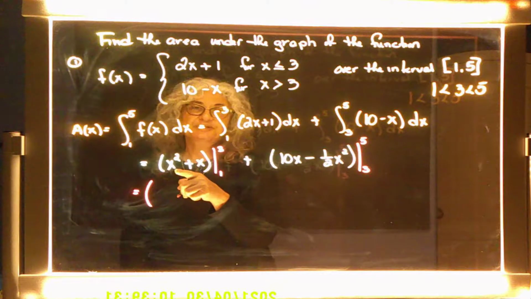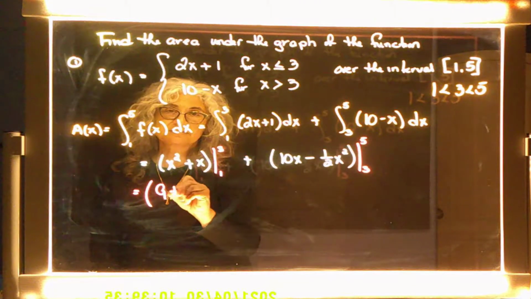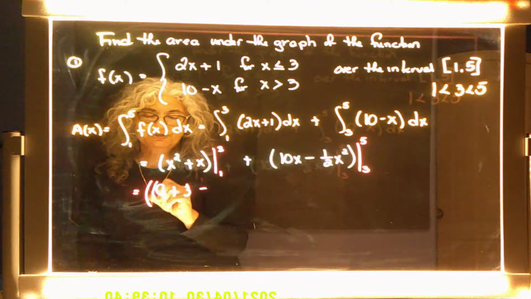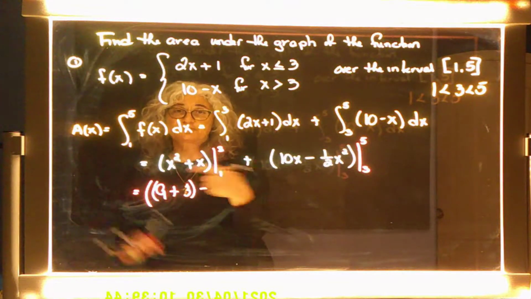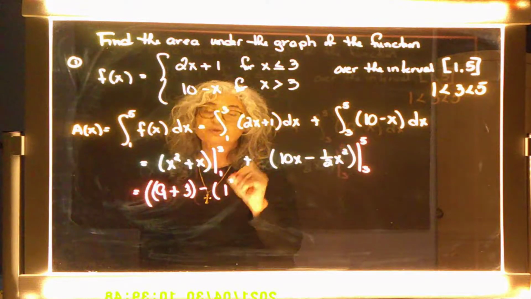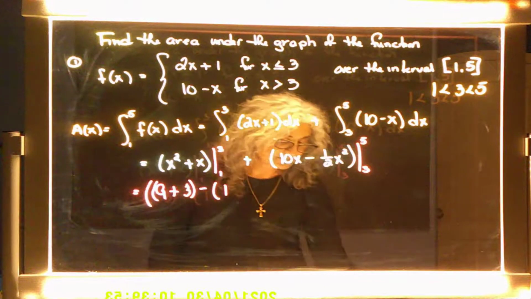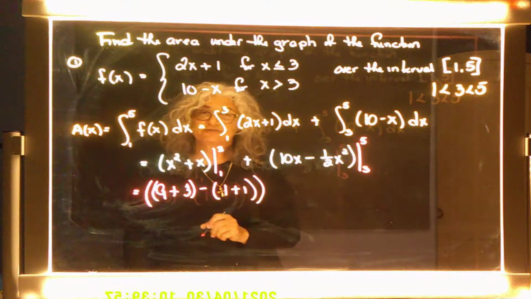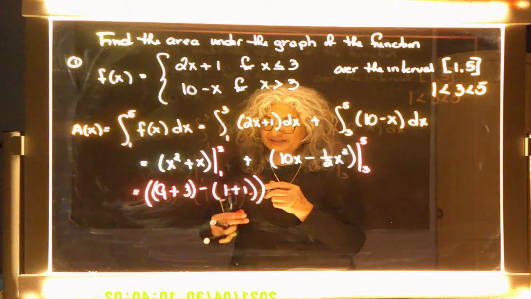So I'm going to plug the 3 in first. So 3 squared, that's 9, plus 3. And then I get to subtract off. So I'm going to put a parenthesis around the 9 plus 3. And then I have to plug in the 1 and subtract it off, right? So we have 1 squared, which is just 1, and then plus 1, right? And then close that off. That's my first part, correct? Okay, so now let's look at the second piece.